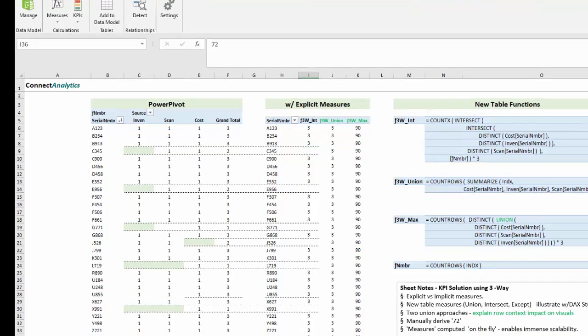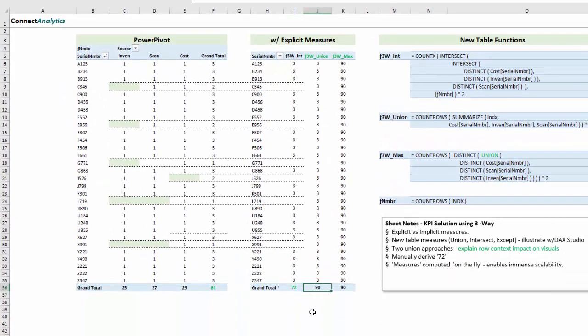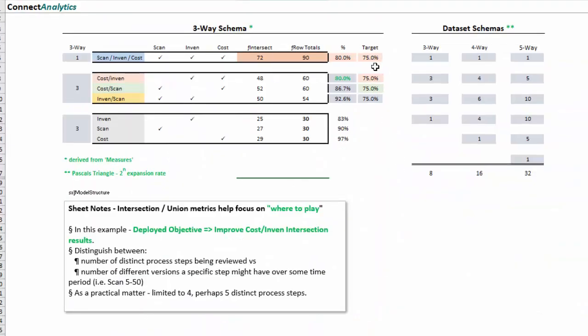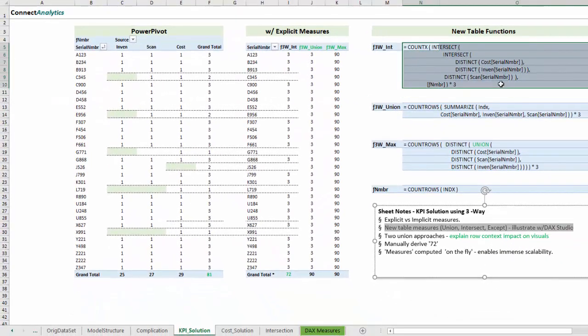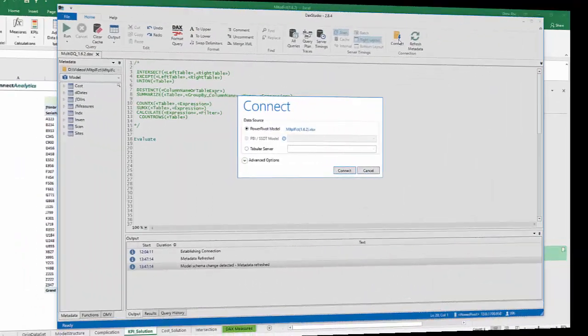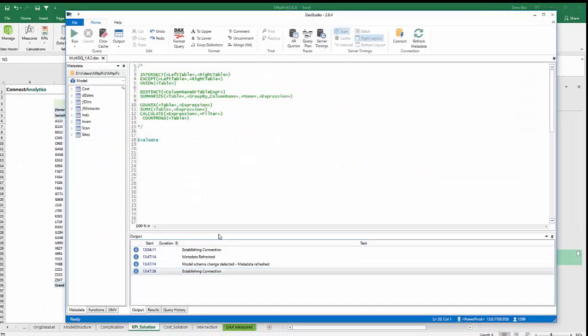The 72 means that of the 90 total devices, right, we have 30 times 3 data sets, we have 90 total devices. We have an intersection count of 72 divided by 90, which is about 75%. We're going to take this one first to examine how this particular metric is computed in DAX Studio. We reconnect to our model. We've established a connection here.